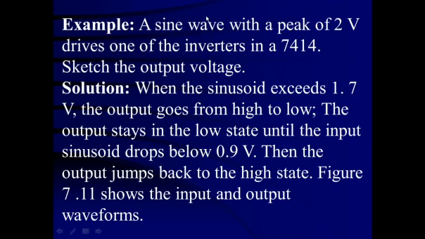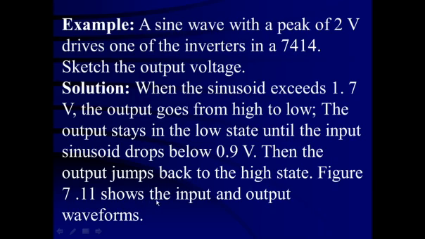Now, corresponding to this, there is one example that we are going to study here. A sine wave with a peak of 2 volt drives one of the inverters in a 7414. Sketch the output waveform. When a sinusoidal voltage is given as the input to the Schmitt trigger inverter, the output is normally high, and when the input voltage exceeds 1.7 volt, the output goes from high to low. The output stays in the low state until the input sinusoid drops below 0.9 volt. Then the output jumps back to the high state.